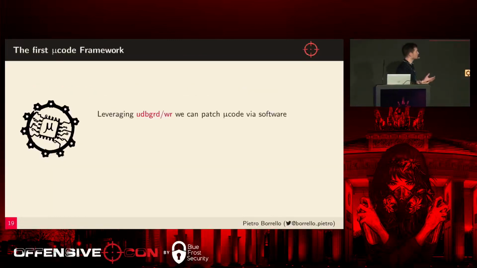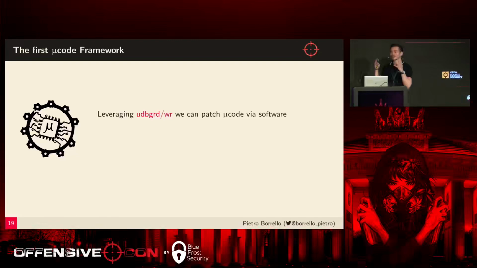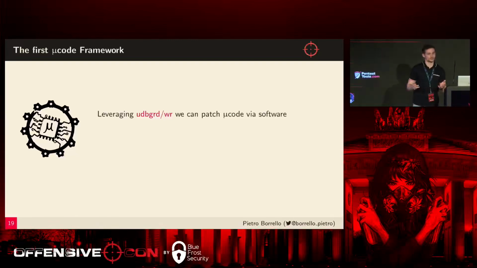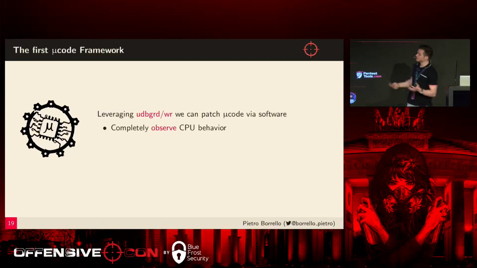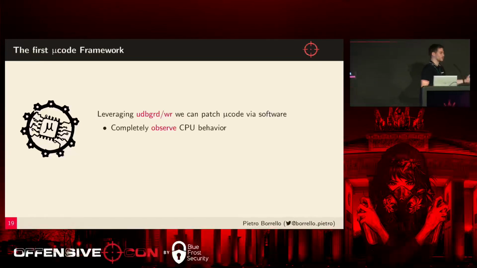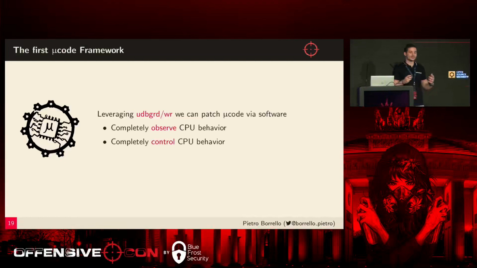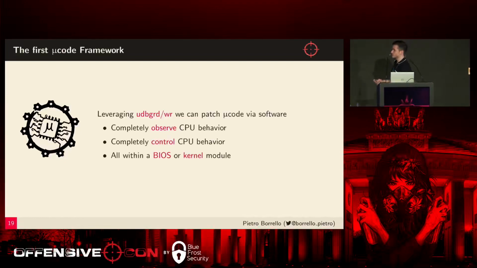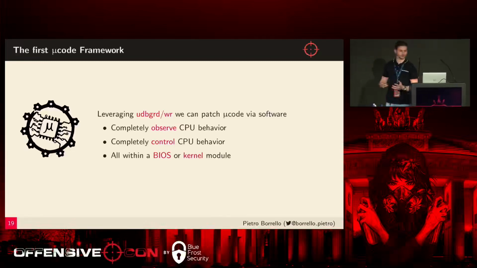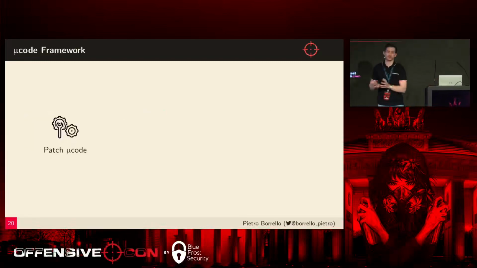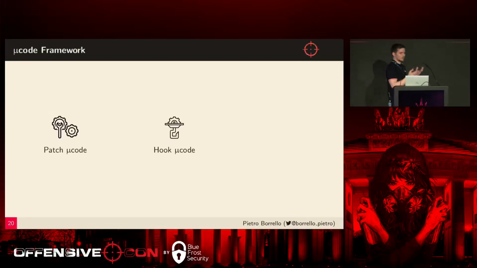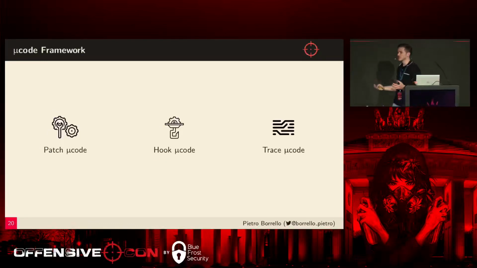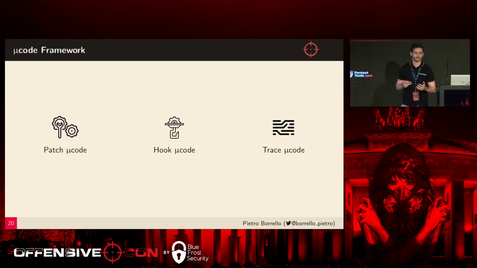So you got the idea of a custom processing unit. We can leverage undocumented instructions to patch the microcode just via software. This allows us to completely observe the CPU behavior, since we have full access to the internal components of the CPU, but even completely control our CPUs, all via a BIOS or a kernel module, so all via software. So with our framework, we are able to patch the microcode, hook the microcode execution, and even, getting a little bit smarter, fully trace the microcode execution at runtime.